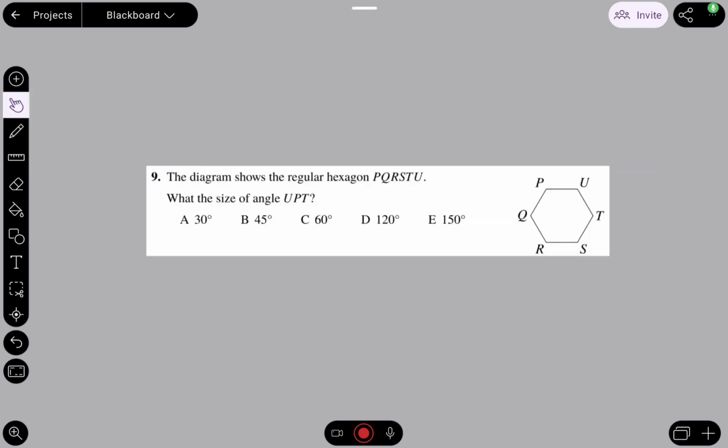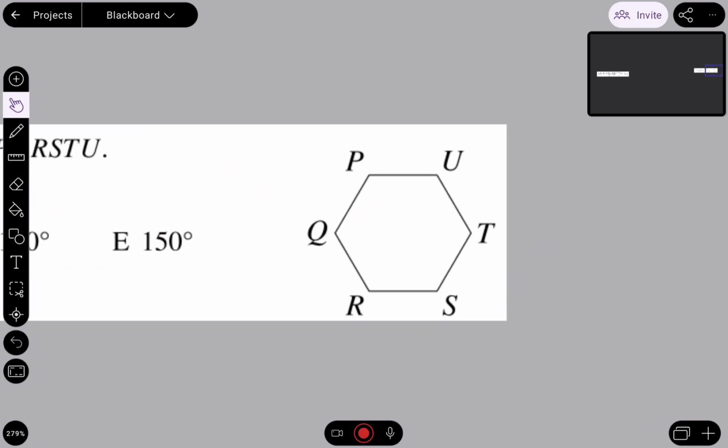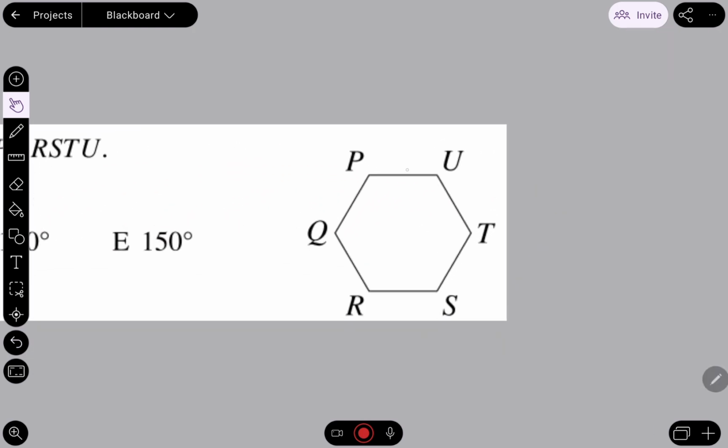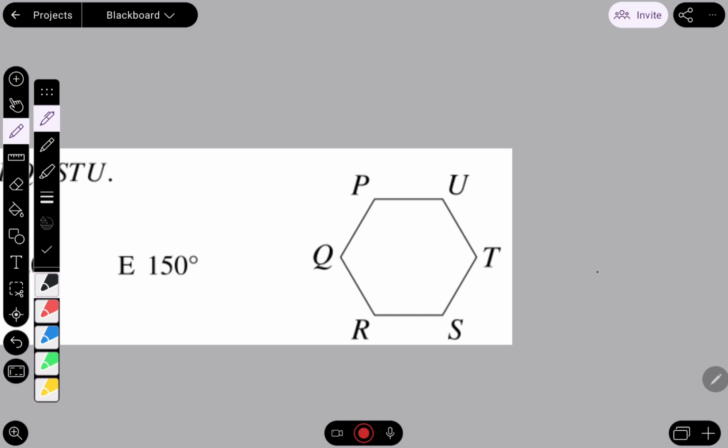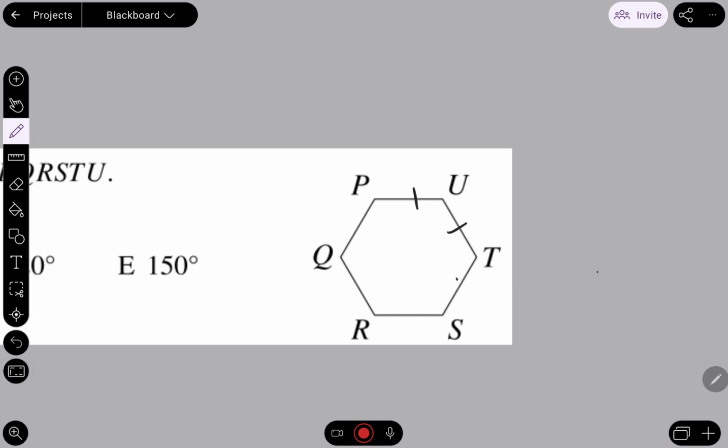The diagram shows the regular hexagon PQRSTU. What is the size of angle UPT? 3, 2, 1. Okay, so because it's a regular hexagon, all of the sides are equal, which we'll mark using these lines.